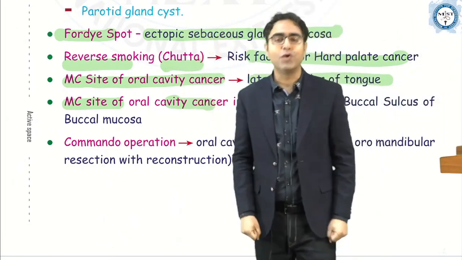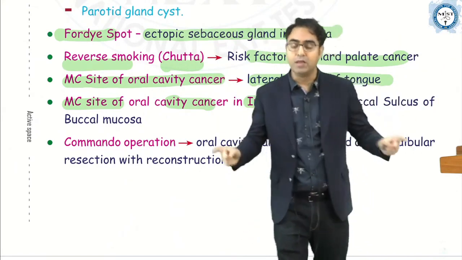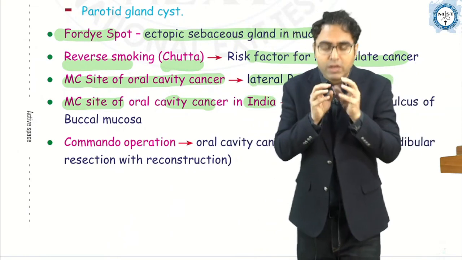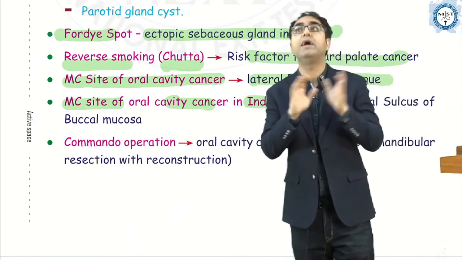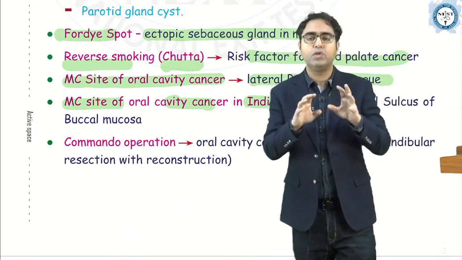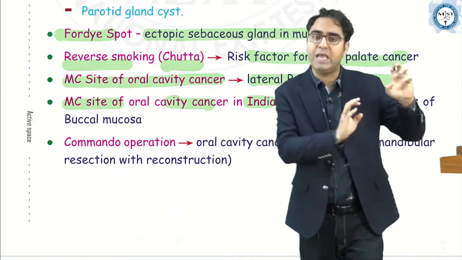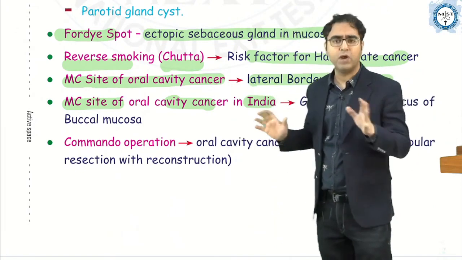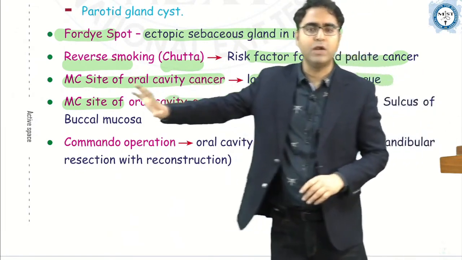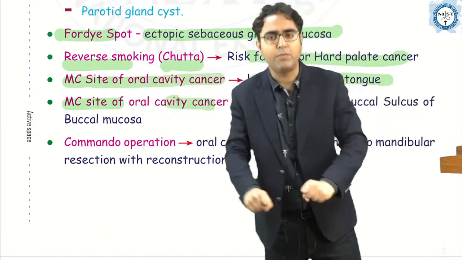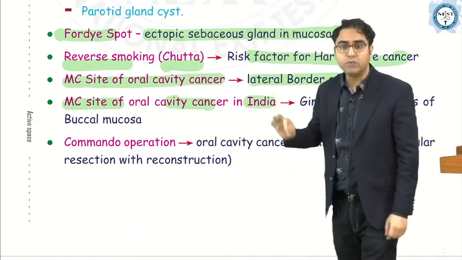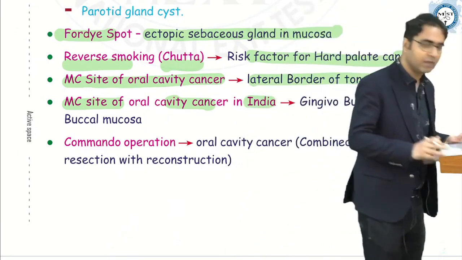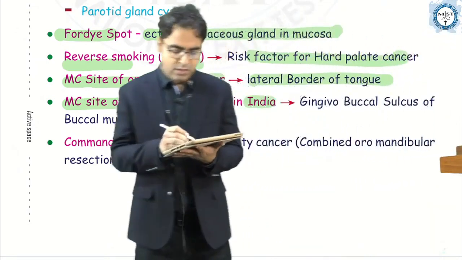So the most common site of oral cavity cancer in India is different from the world. In the world, it is the lateral border of the tongue. When the question says in general, except PSM, PSM is India specific, beta. But otherwise, if the question is silent about which part of the world, it is world statistics. So the most common site of oral cavity cancer in general is the lateral border of tongue, but in India, it is the gingivobuccal sulcus of buccal mucosa. Remember, beta, they are two different.